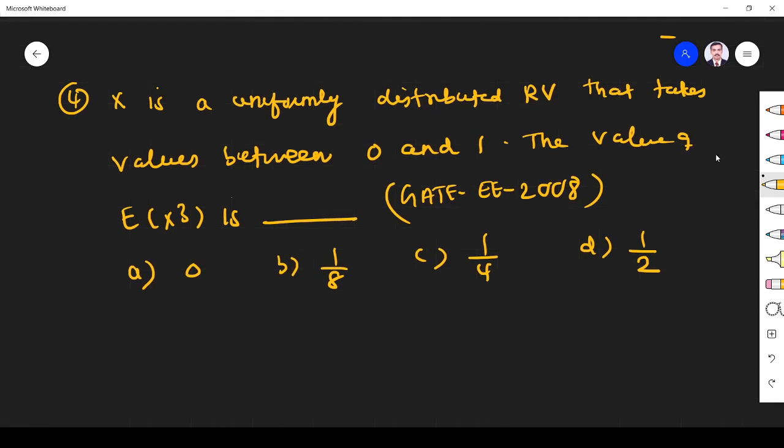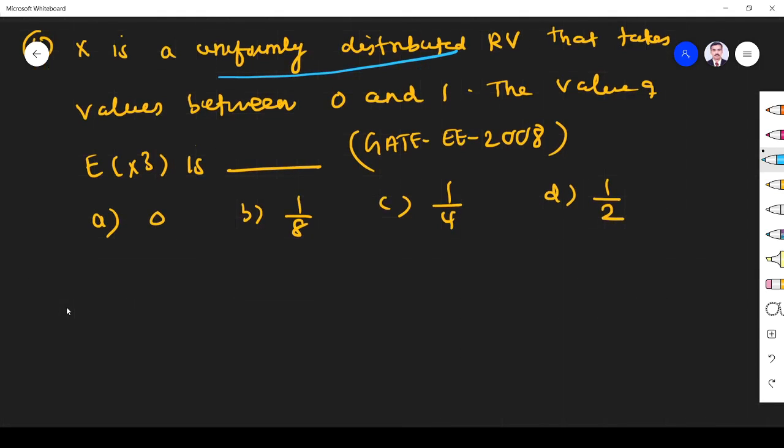X is a uniformly distributed random variable that takes values between 0 and 1, right? So first we draw the diagram, the PDF diagram. So x varies from 0 to 1, right? That is the first thing we must know. Next, what is the thing? 1 by b minus a. So b is 1, a is 0, so 1 by 1. So f of x we got, right?